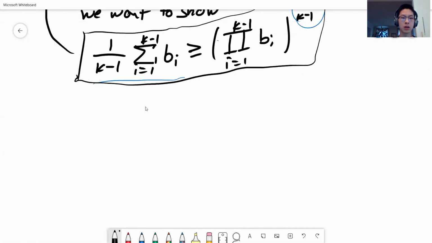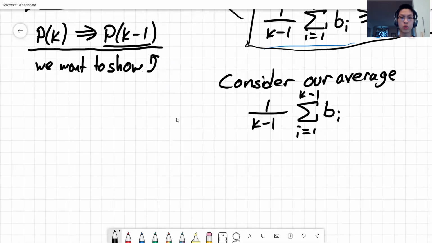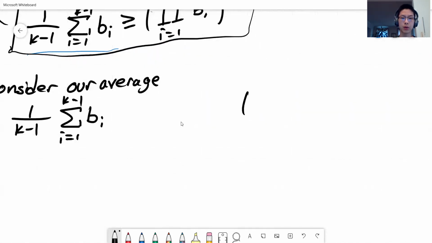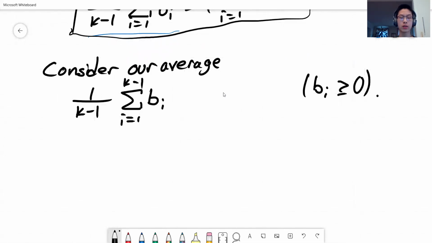So we're going to consider our average, 1 over k minus 1 times the sum from i equals 1 to k minus 1 of the b_i. And of course, by the hypotheses of the problem, the b_i are all greater than or equal to 0. So we're going to consider our average, and let's call it C, capital letter C.